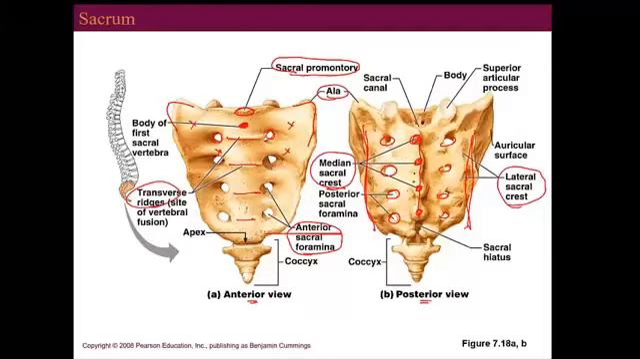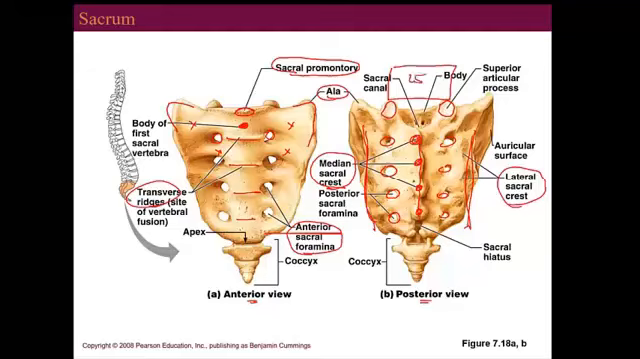Now, again, the structures that you see on the top portion are the superior articular processes. This is the one that articulates with lumbar 5, because lumbar 5 is the vertebra on top of the sacrum. That's called L5.